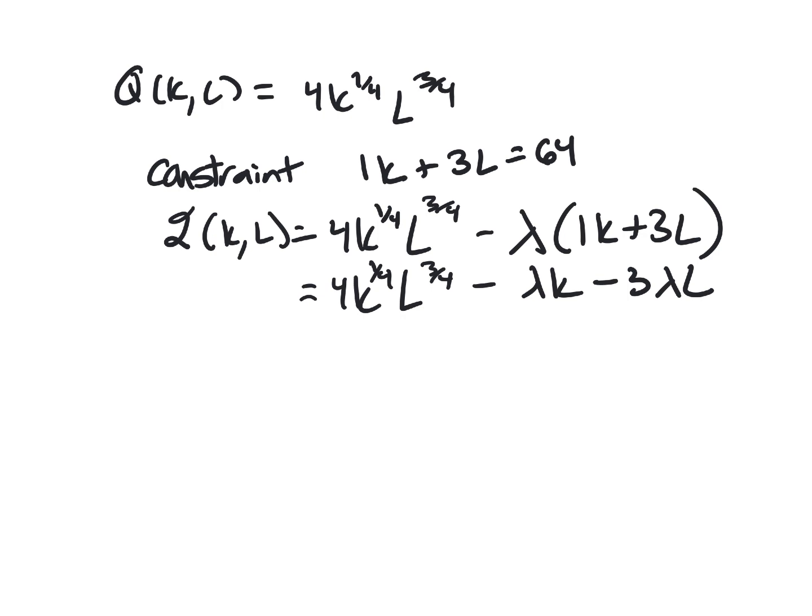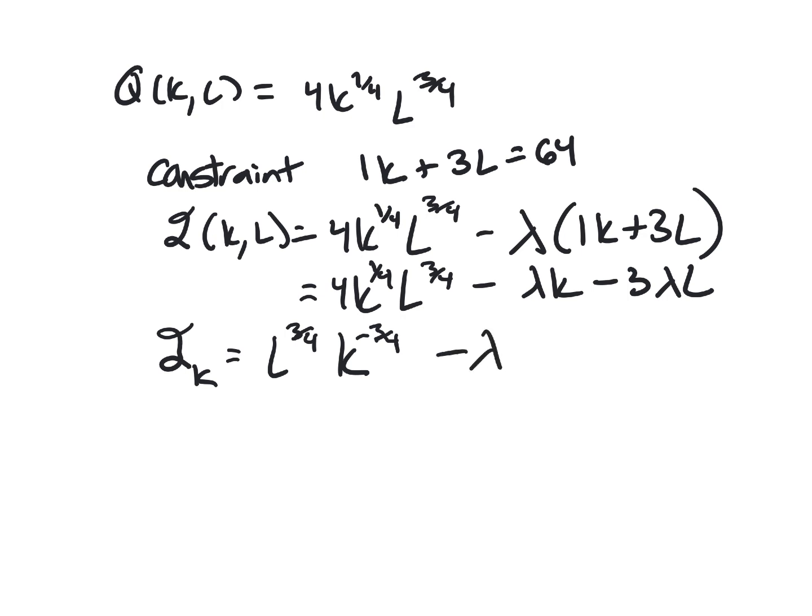All right, now let's do the partial derivative with respect to K, which means L we think of as a constant. So the fourth's going to come down using the power rule, and 4 times a fourth is just 1. And just think of L to the 3/4 as a constant. And then K, you have to subtract 1 from the exponent. So 1/4 minus 1, or 1/4 minus 4/4, is negative 3/4. And then the derivative of minus lambda K is just going to be minus lambda.